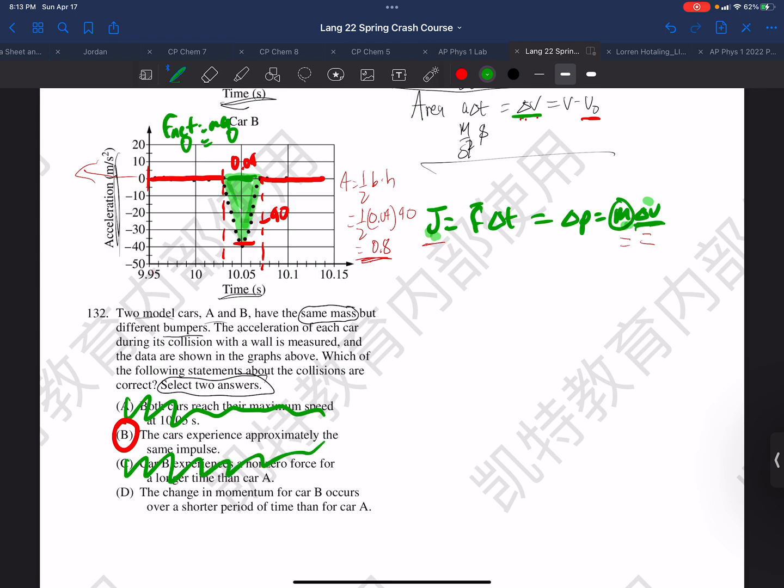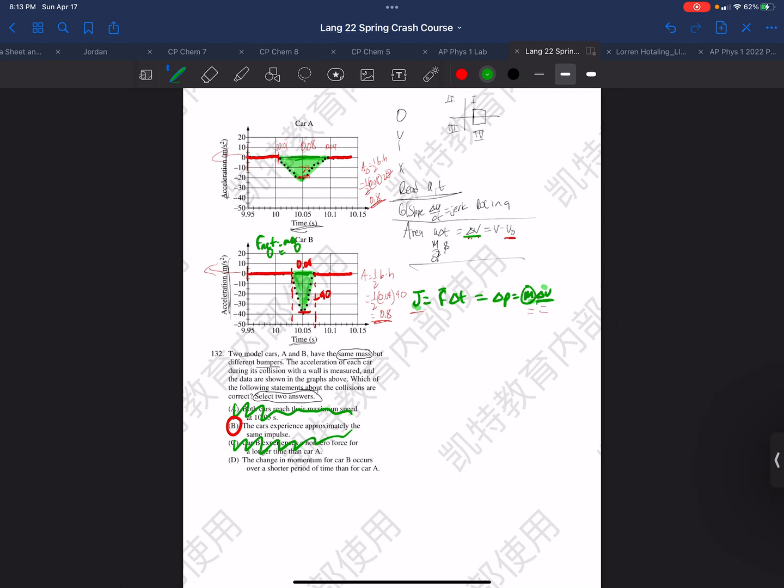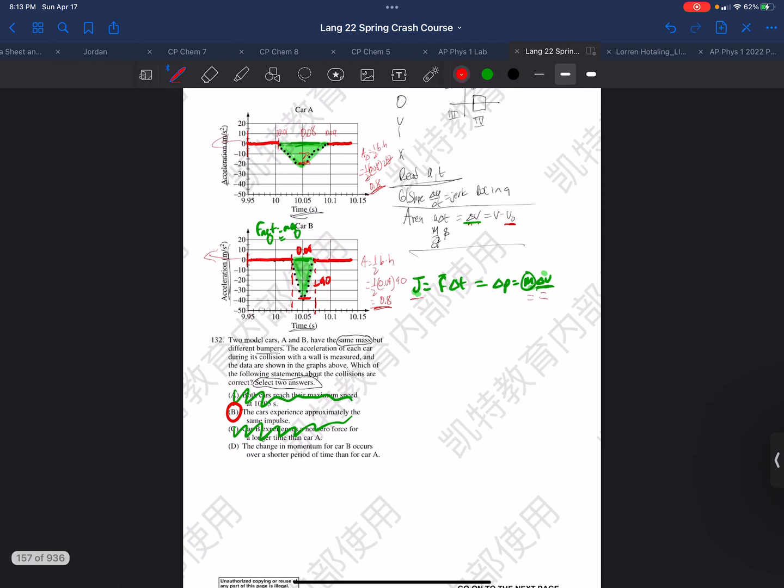Change of momentum for car B occurs over a shorter period of time than for car A. And that is definitely true. So that is choices B and D.